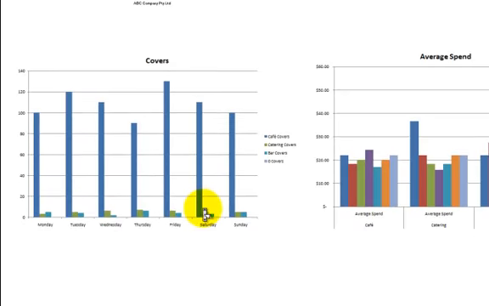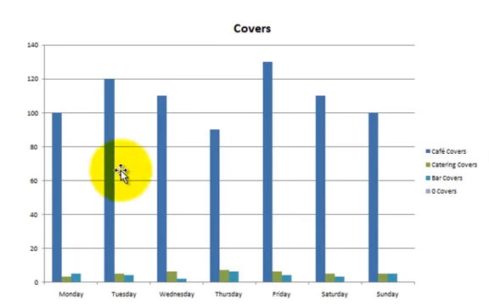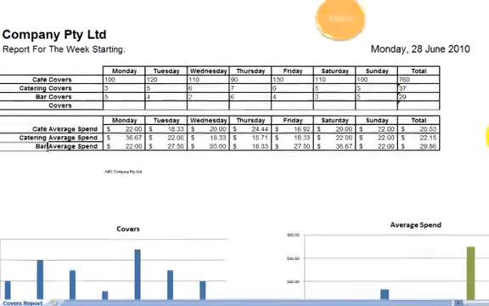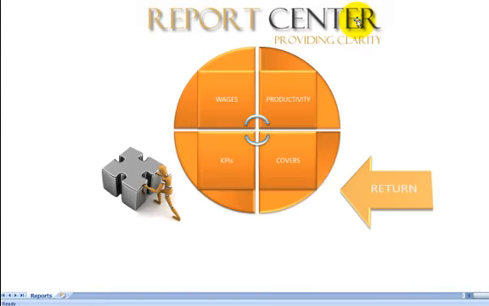If we scroll down, this is also represented graphically. And we have our covers in a bar chart here, and across here we have our average spend for each day. So the cafe Monday through to Sunday, catering Monday through to Sunday, and the bar Monday through to Sunday. If we scroll back up, we can return back to our report center.